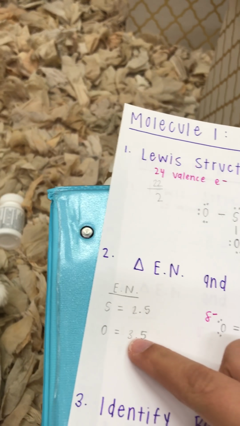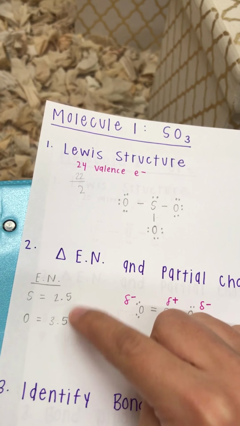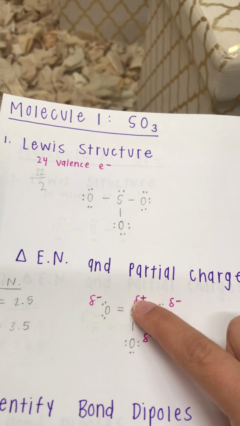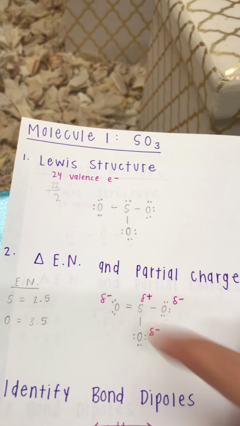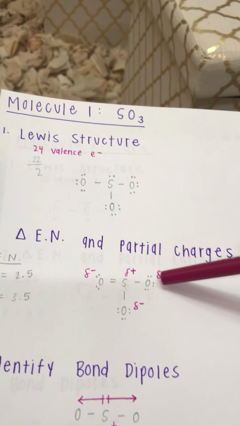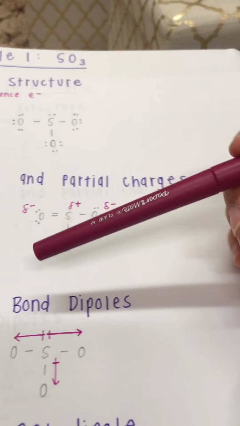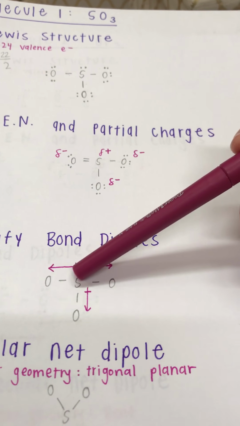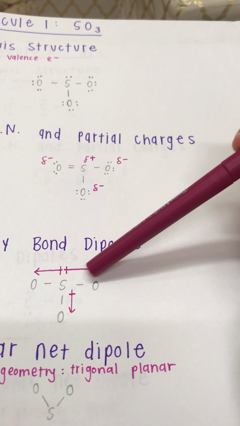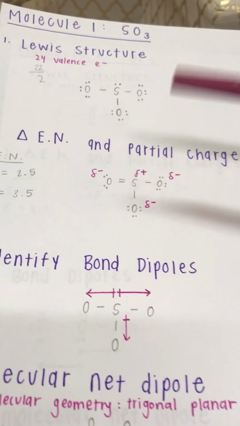Then we're going to look at the electronegativities. S has a smaller electronegativity than O. So your S is going to have a partial positive charge. All your O's surrounding it are going to have partial negatives. And then that helps you with the bond dipoles. You start with the positive head and go out towards the negative O for all 3.